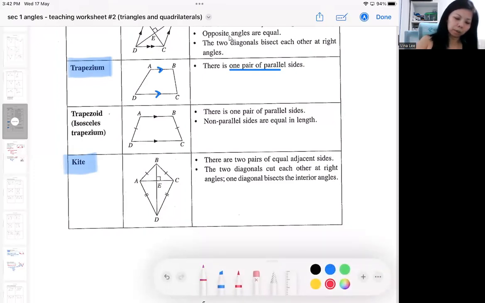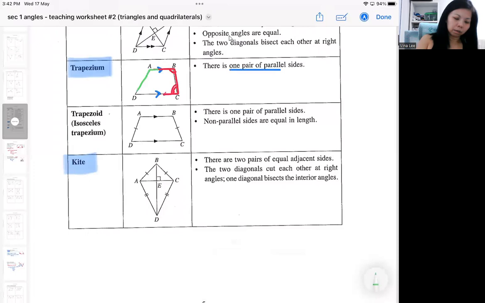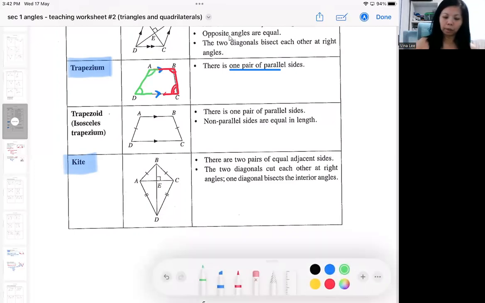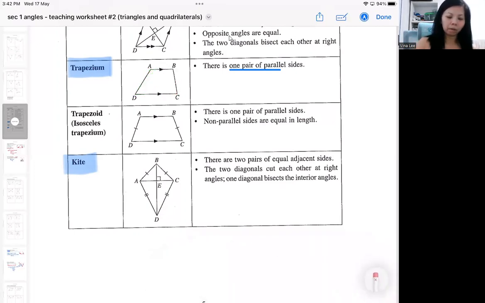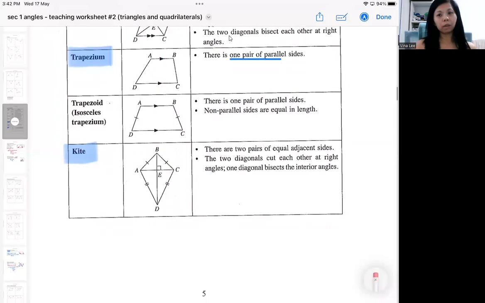Most of the time, you'll be doing something like interior angles here. So these two are interior angles, or on the other side, these two are also interior angles. That will be the property relating to parallel lines. So it's still four-sided, and there's only one pair of parallel lines.